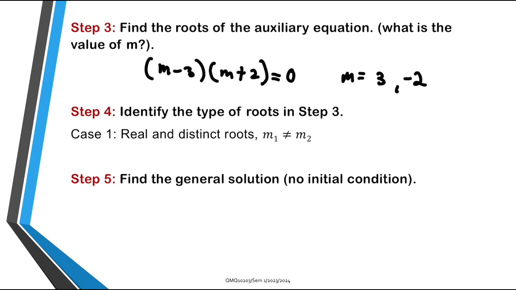Step number 4, identify the type of root. Because we have two different values for m, this is case 1, real and distinct roots, where m1 is not equal to m2. Step number 5, find the general solution. So the general solution will be y equal to a e to the power 3x, which is m1, plus b e to the power minus 2x. So this is m2. So this is our general solution.